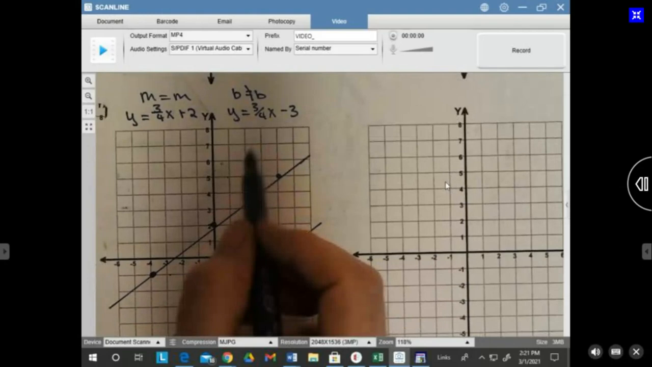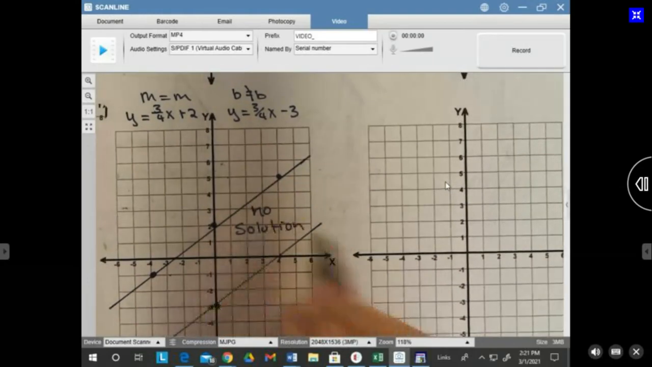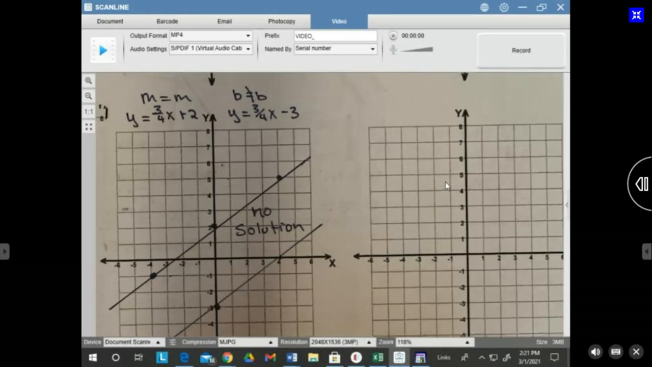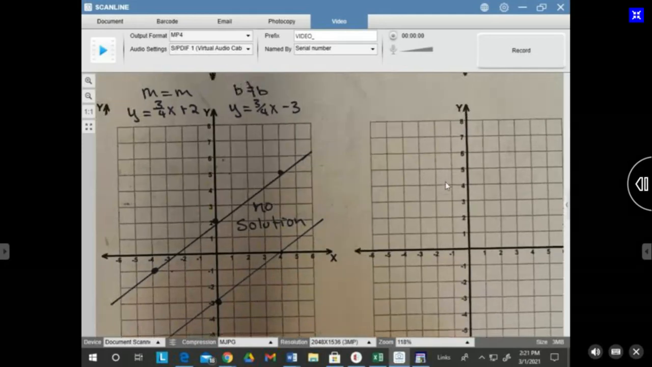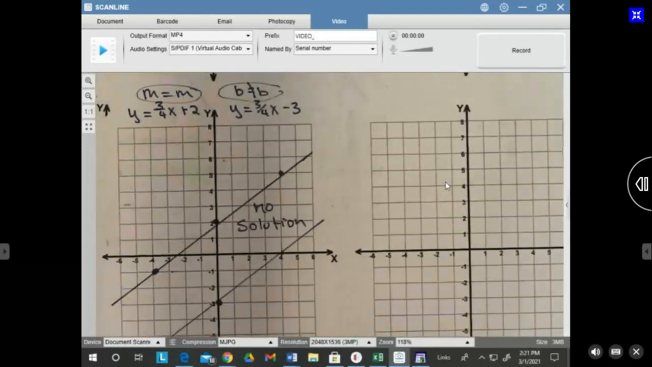Both of the slopes are positive, but because they will never intersect, my answer is going to be no solution. And you know that when you look at your equations: the m's are the same, but the b's are different.